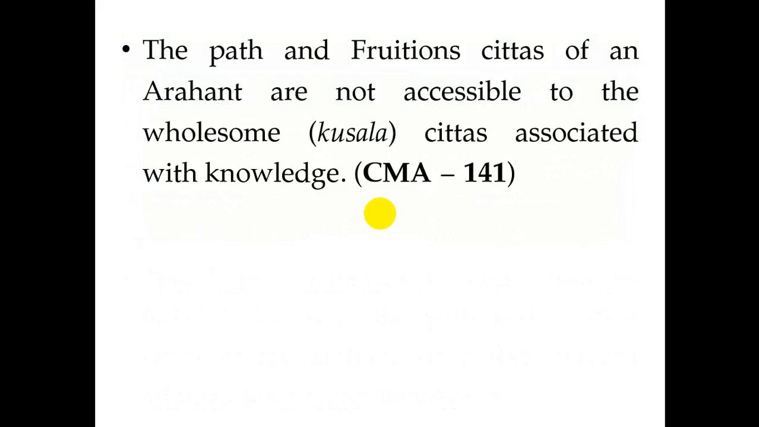The path and fruition chetas of arahant are not accessible to the wholesome chetas associated with knowledge. As we all know, the path and fruition chetas can be experienced only by arahants and the Buddha, right? Therefore, the chetas that arise in the Buddha and arahant function as one. Here we are talking about wholesome cheta, so any type of wholesome cheta cannot take the objects of Arahata Magga and Arahata Phala.